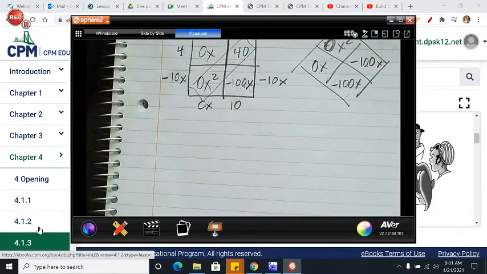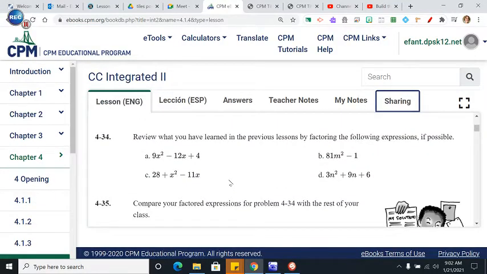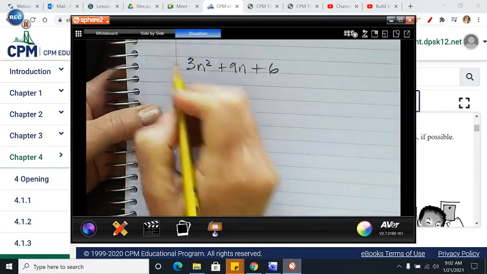So factoring out the common factor is just going to make your life easier. You don't necessarily have to do it, but it does make it easier to do the diamond. So we looked at these four expressions and we said, let's think about this. Actually, I think we did D together as a class. So let's look at D, 3n squared plus 9n plus 6. Okay, this was not the check-in, but it is the problem that we use to figure out how these work.